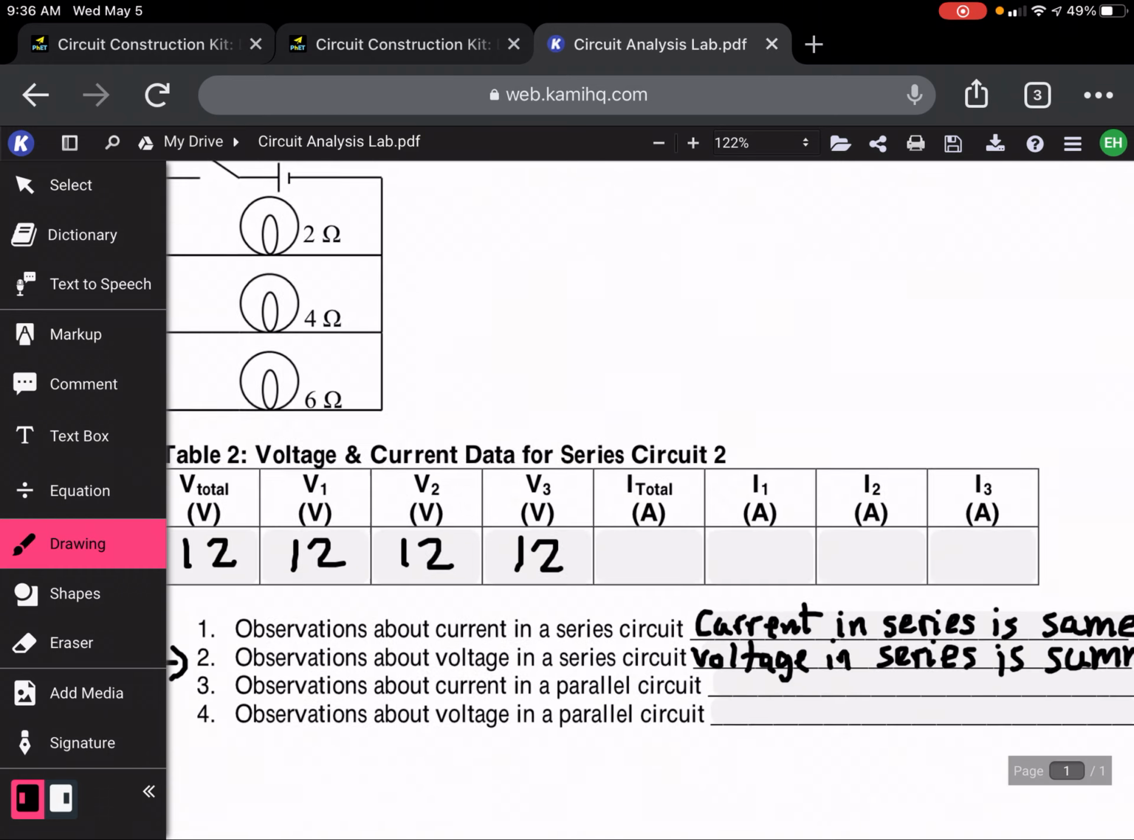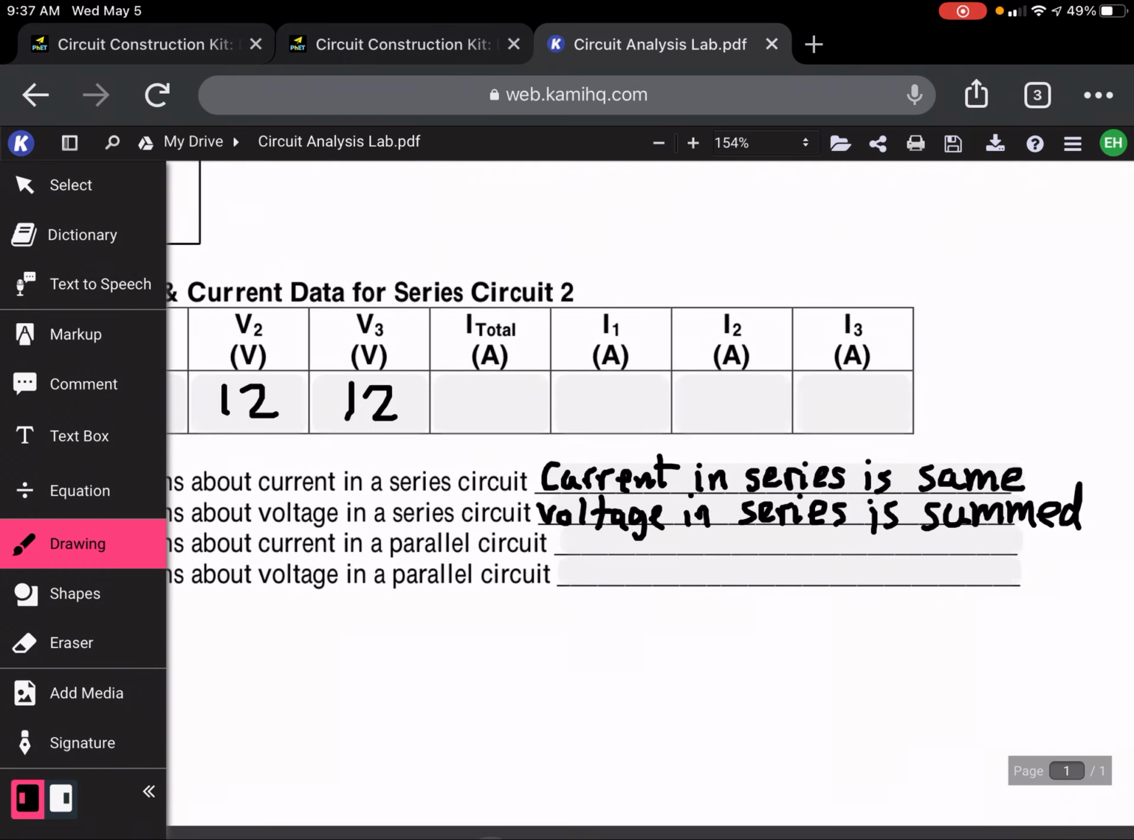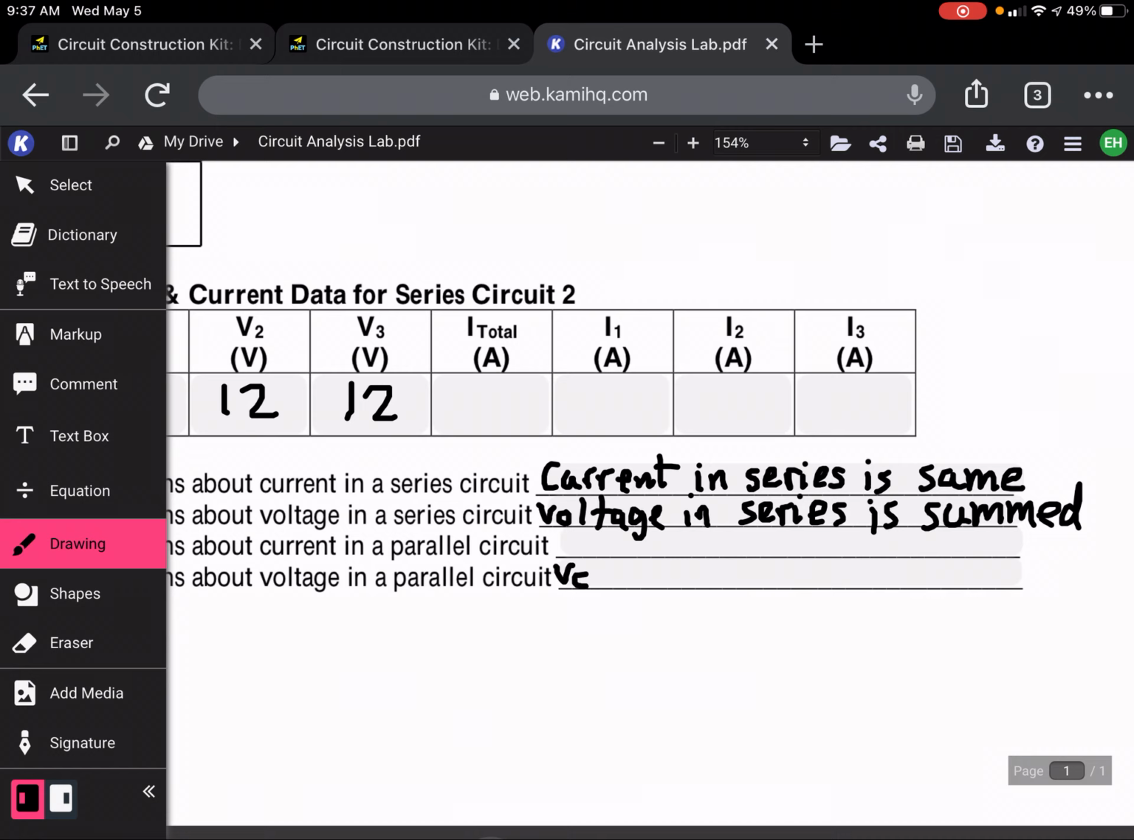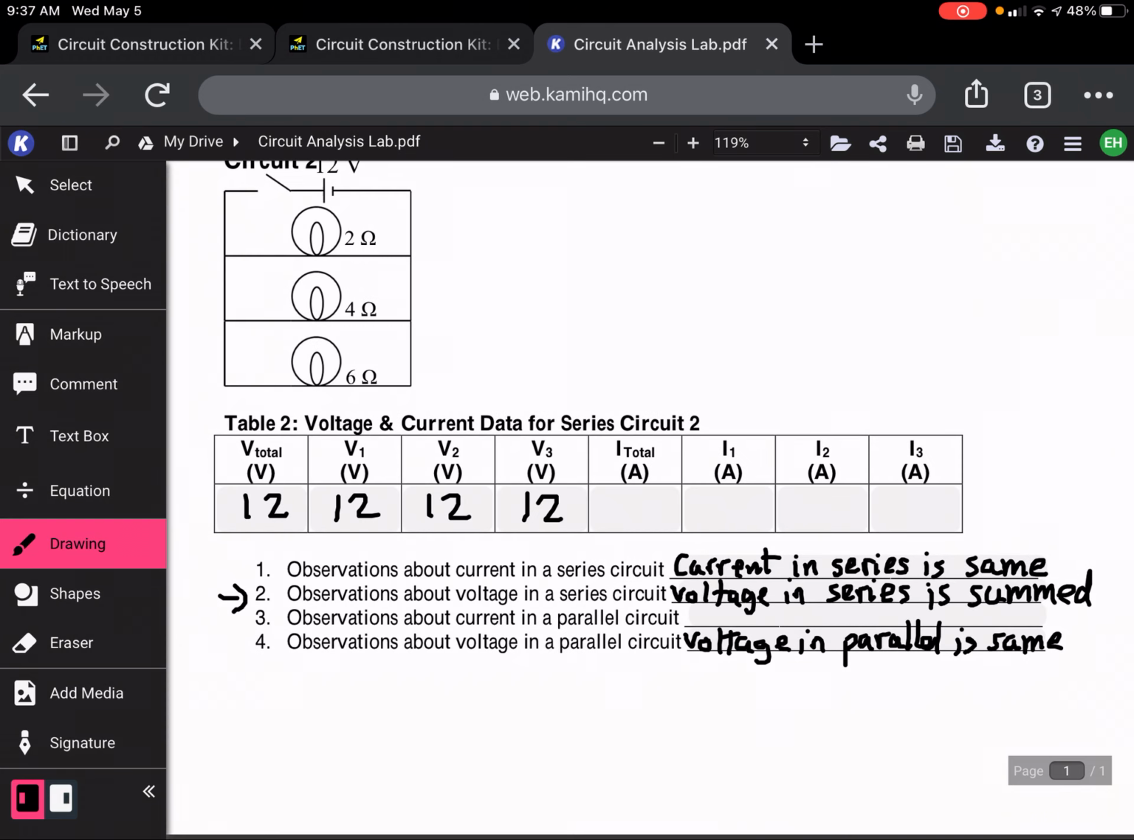And so one of the conclusions we can begin to make about voltage in a parallel circuit is that voltage in parallel is exactly the same. We'll explain why in just a moment. Let's take some measurements with current.